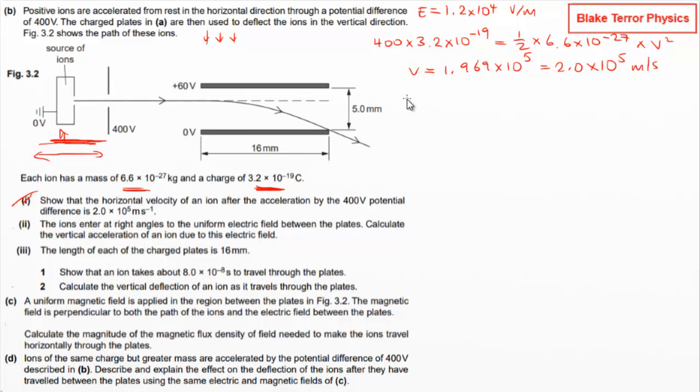Again, we've done this loads of times. We're using our two different ways of describing electric field strength. So we've got our F over Q, which is V over D, and we've also got F equals MA, and we need to work out the vertical acceleration. So, therefore, A is equal to Q times V divided by M times D.